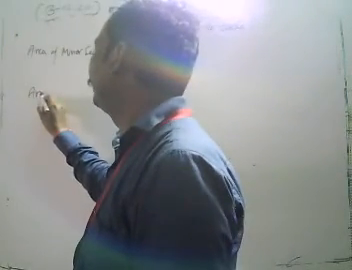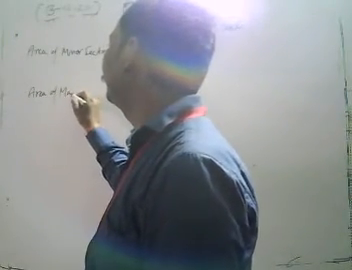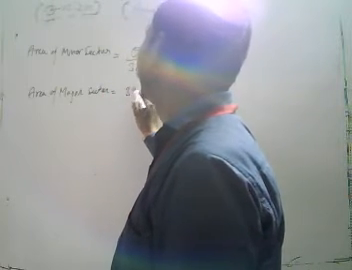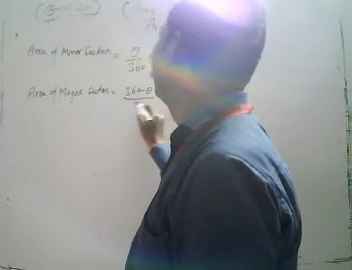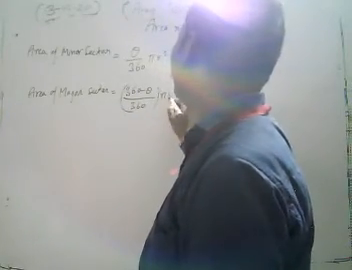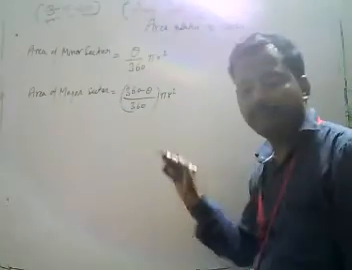And then also the area of a major sector. How do we get the area of a major sector? It's 360 minus theta upon 360 into pi r square. We get the area of the major sector.